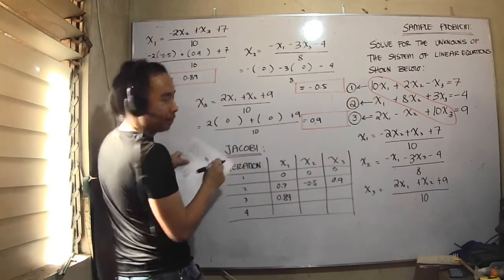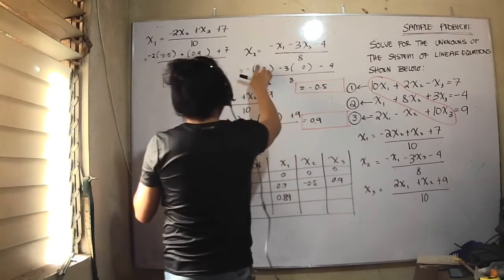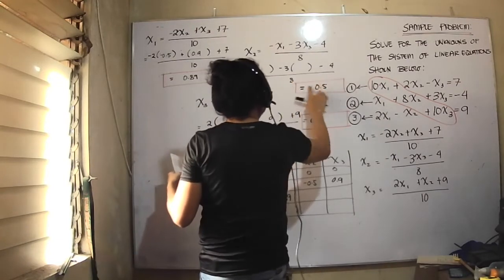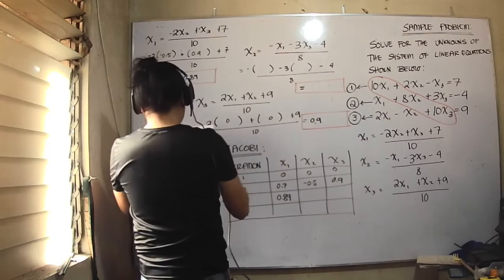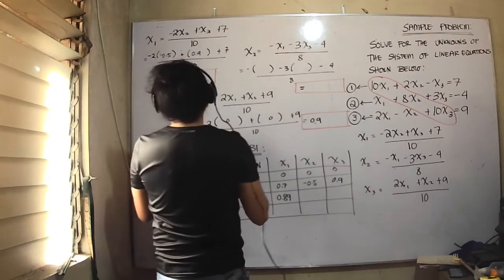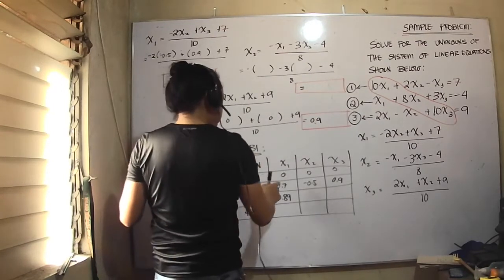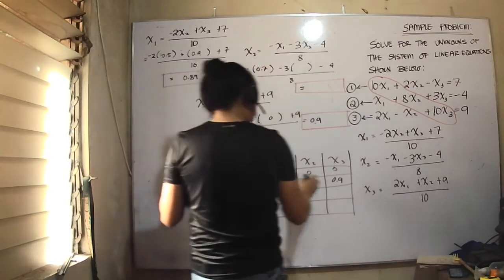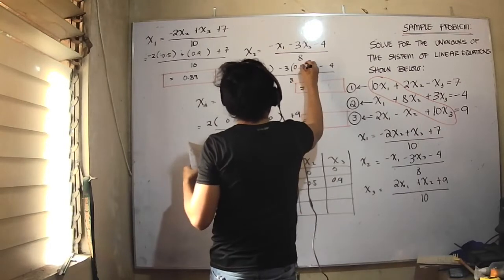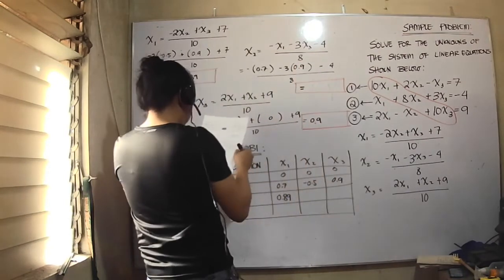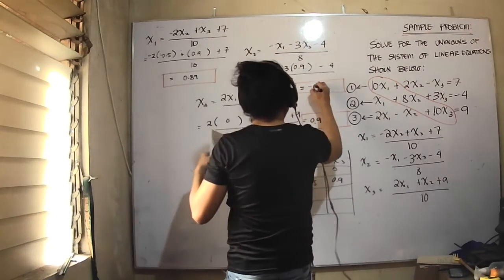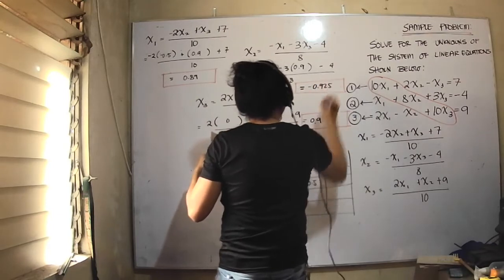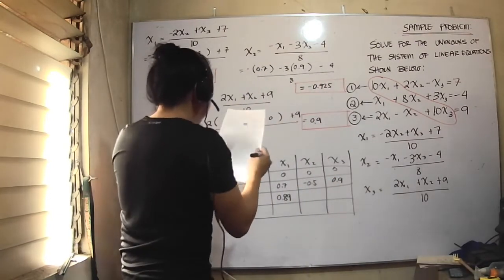Approximately 0.89. For x2, we plug in these values and we will have something else. x1 is equal to 0.7, x3 is equal to 0.9. We will come up with negative 0.925. Okay, that is for x2.